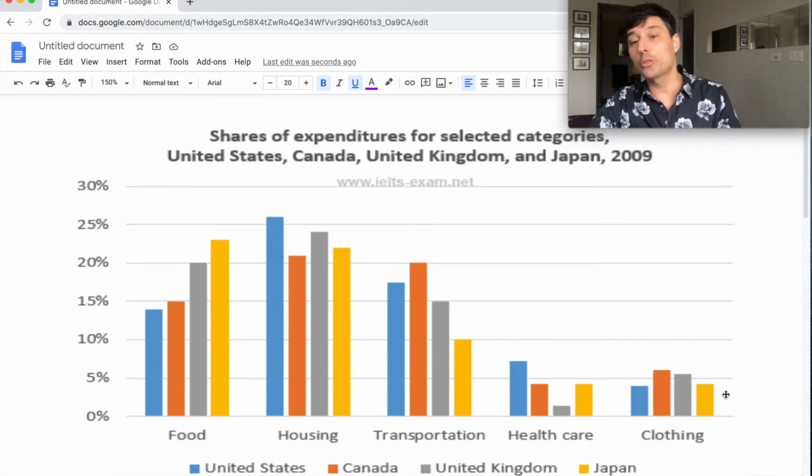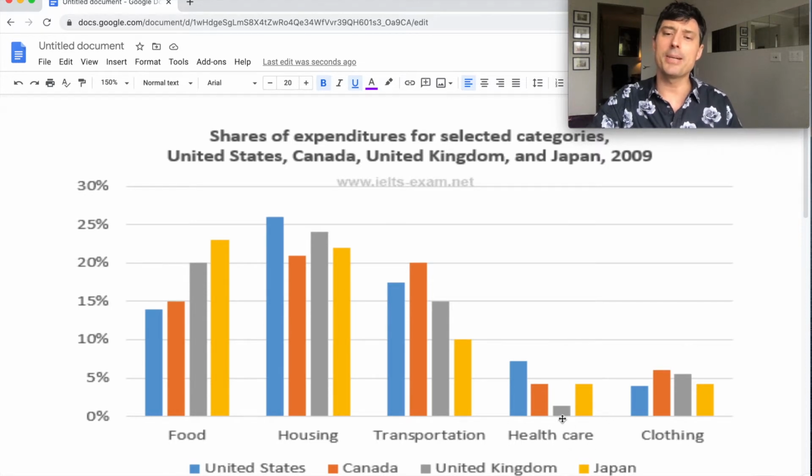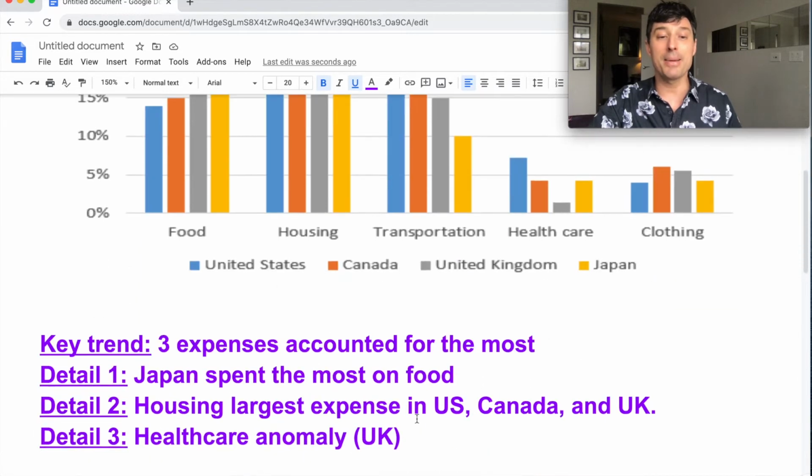If we come down to the small end of the chart, I can see in healthcare there's something a little bit strange happening with the UK. The other 3 are all just under 5% or even up around 7.5%, but the UK is right down there on 1.5%. So my third detail is going to be the healthcare anomaly in the UK. Okay, so now we've got our key trend, our detail 1, detail 2, detail 3. Now we can start to write the intro of this chart.